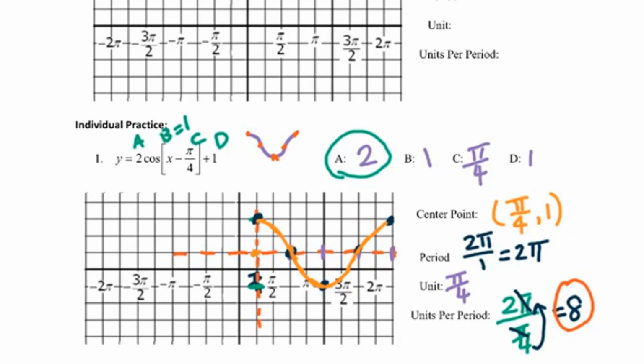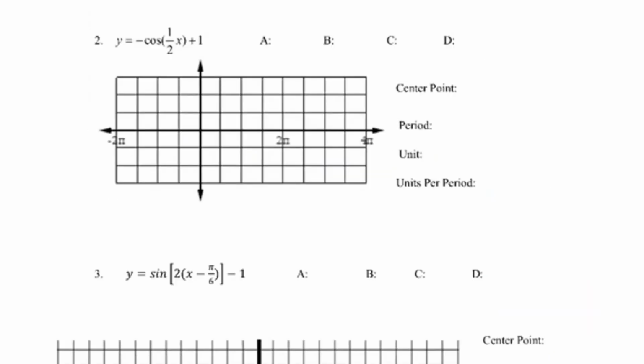That's it. Let's go to number 2. Y equals negative cosine 1/2 x plus 1. So your A will be 1. B is 1 over 2. C is 0. D is 1. Center point will be 0, 1. Period will be 2 pi over 1 over 2 equals 4 pi.